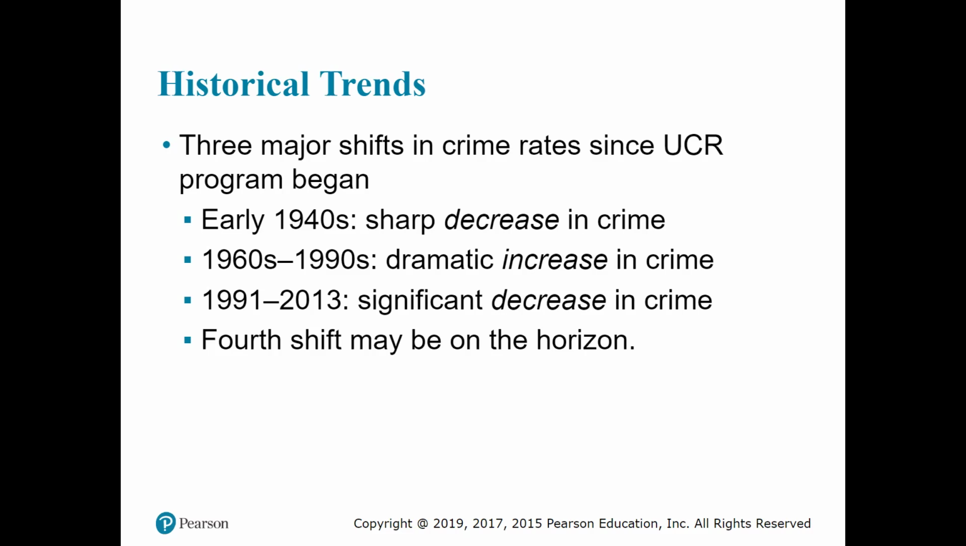So after the war, crime trended down. 1960s, crime trended up, continued through the 1990s. From the 1990s until 2013, it trended down, and currently we are seeing an uptick again. That being said, this is talking about national trends. A lot is unique to individual areas. So crime could be trending up nationally and be down locally.